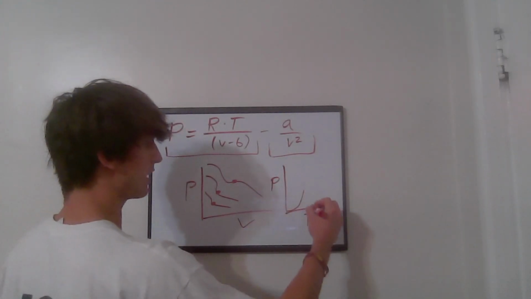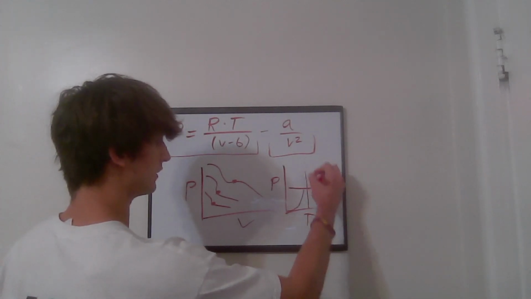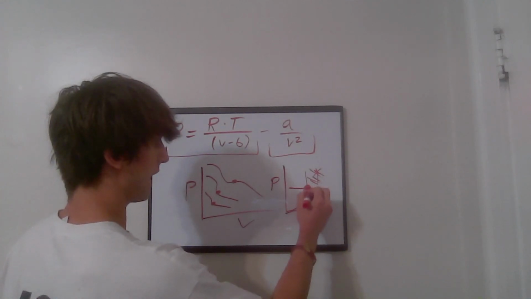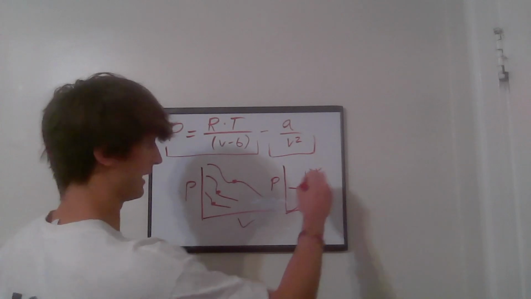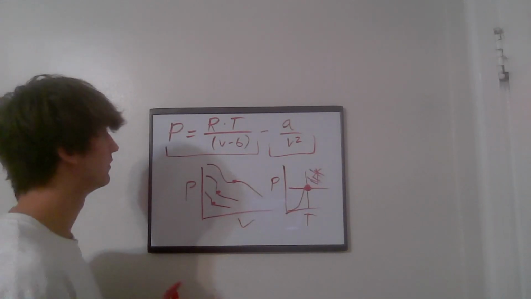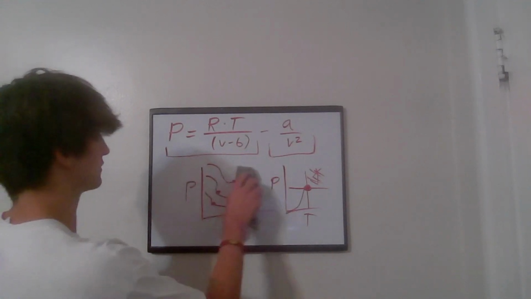On our pressure versus time graph, you're going to have all of these being our critical points. This is going to be our critical point, and anything after that is going to be a critical value. So what we want to do is find the first and second derivatives of this equation right here.